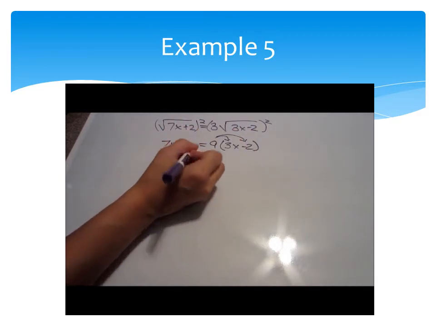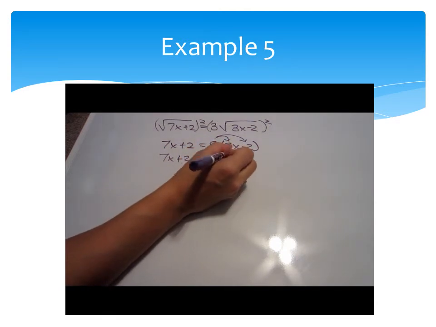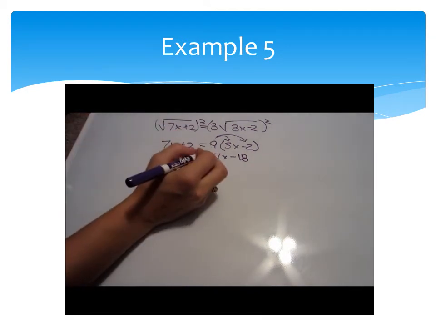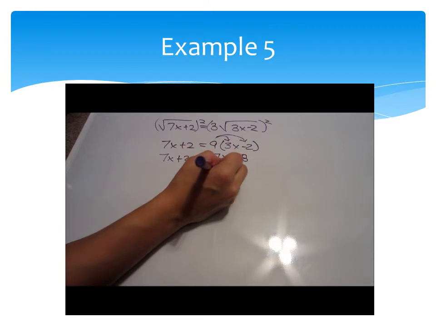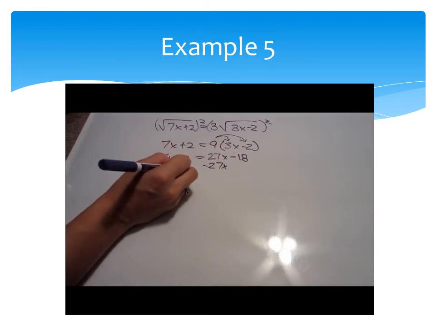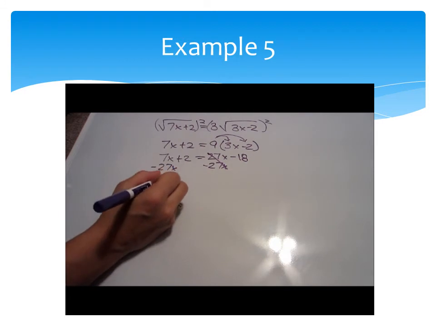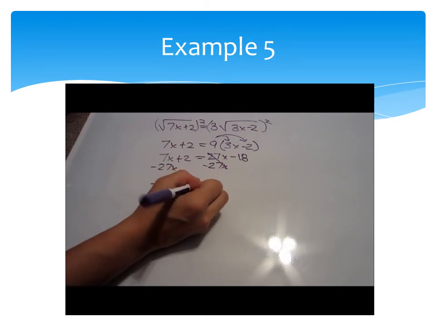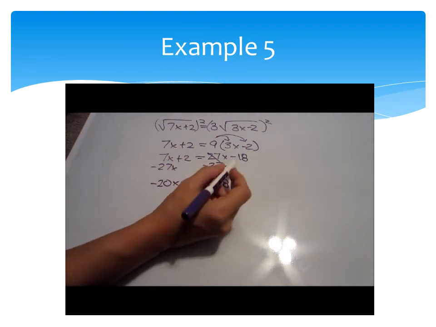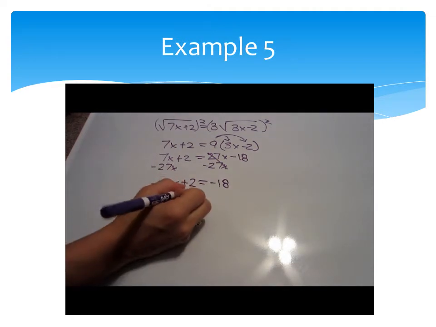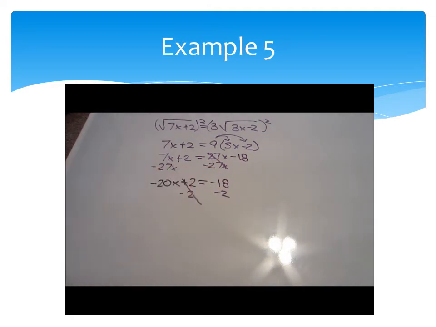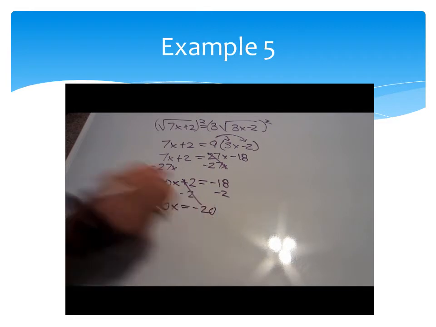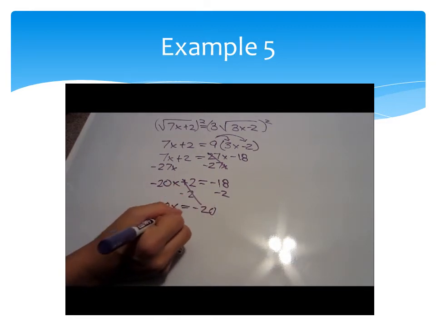So 7x plus 2 is equal to 27x minus 18. To get x by itself, we can put x on the left by subtracting 27x from both sides. This gives us negative 20x plus 2 equals negative 18. Make sure you don't lose your minus sign. Now we can subtract 2 from both sides to get the x's isolated. 20x equals negative 20. Now we can divide both sides by negative 20 to get a final answer.